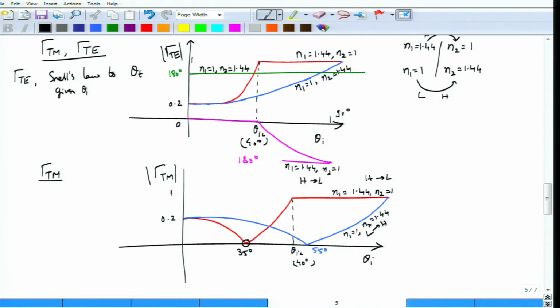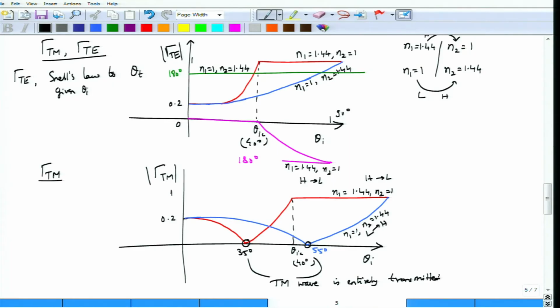So you can see that there are two things that are happening for TM in addition to what was happening for the magnitude of the reflection coefficient hitting 1 beyond a certain critical angle. The other peculiarity is that the magnitude of the reflection coefficient is actually going to 0, which means that at these two angles the wave is entirely transmitted, that is, the TM wave is entirely transmitted, nothing is reflected.